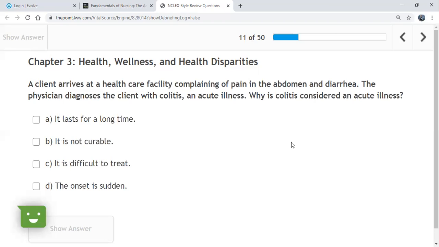False. Okay. It's not curable. Is that a criteria of being an acute illness? No. Is an acute illness generally difficult to treat? No. Does an acute illness have a sudden onset? Yes. So you see how you can kind of go through them.